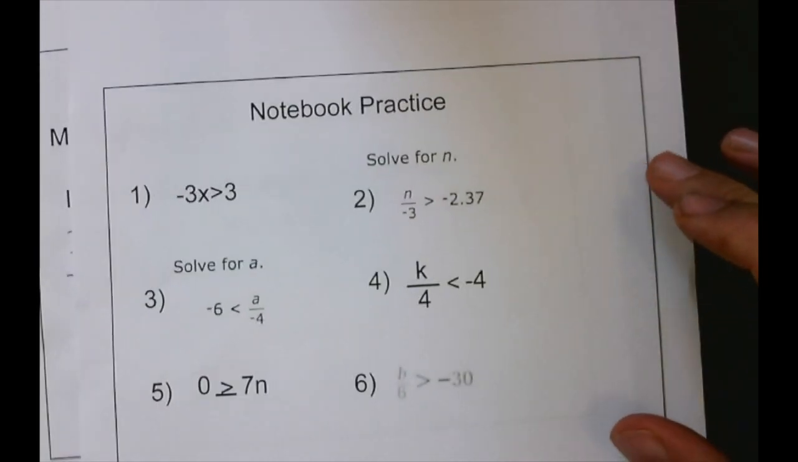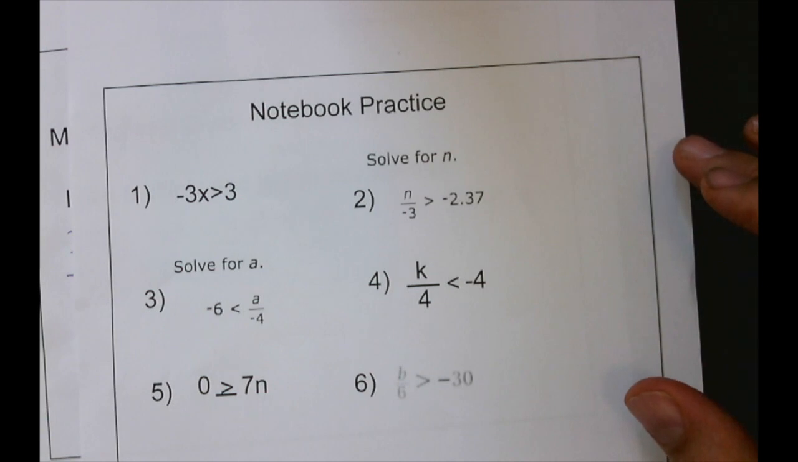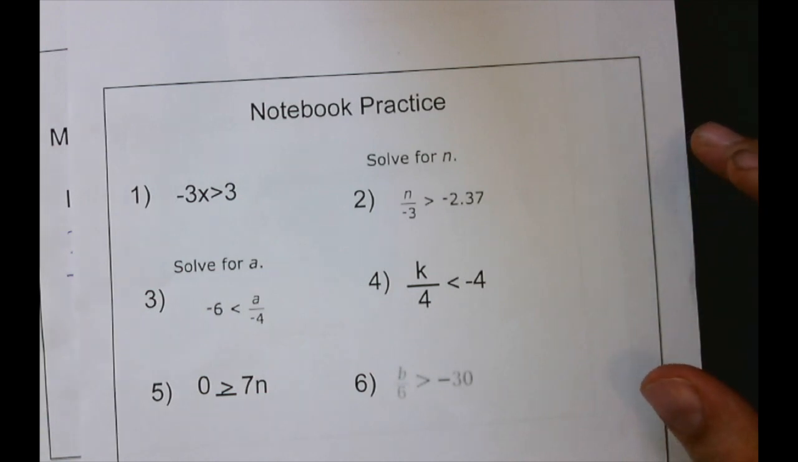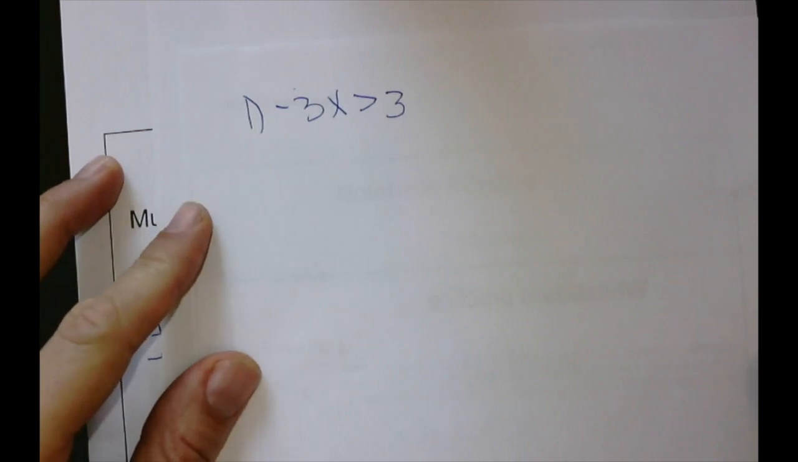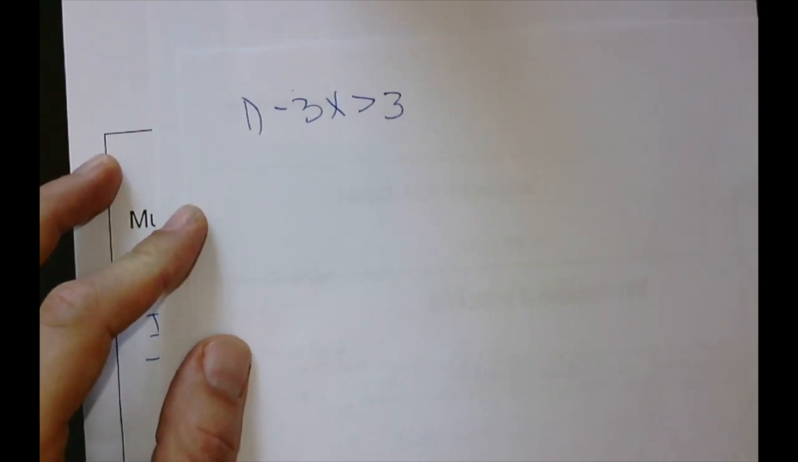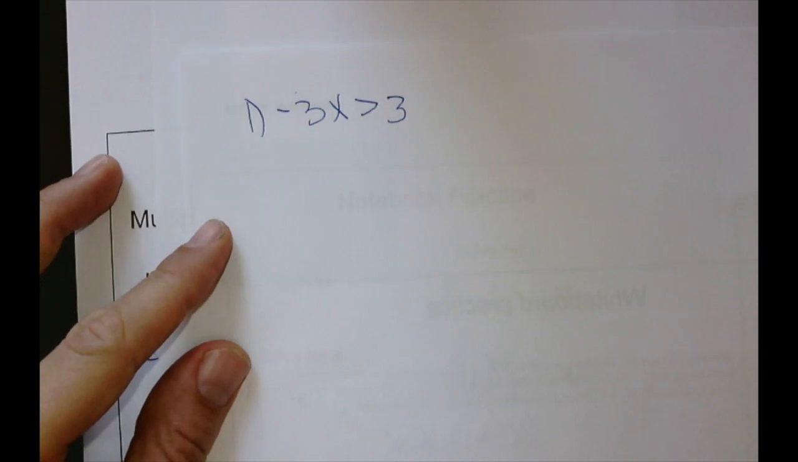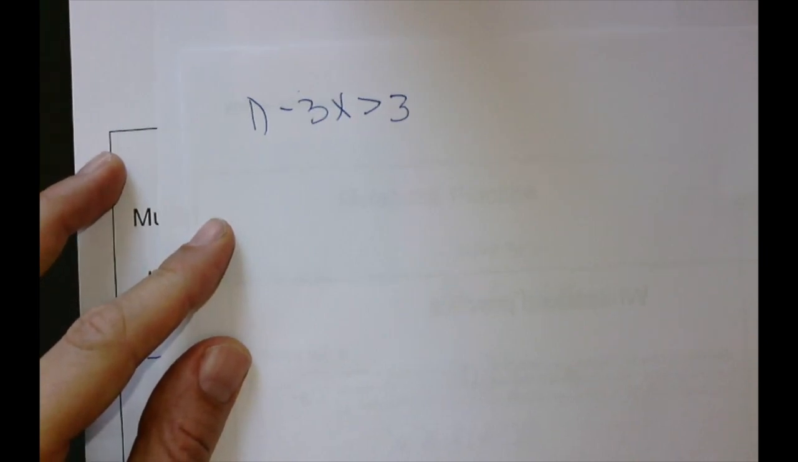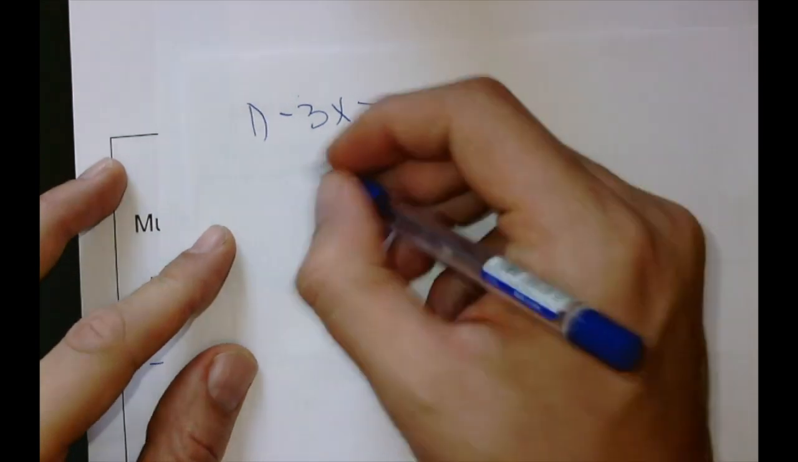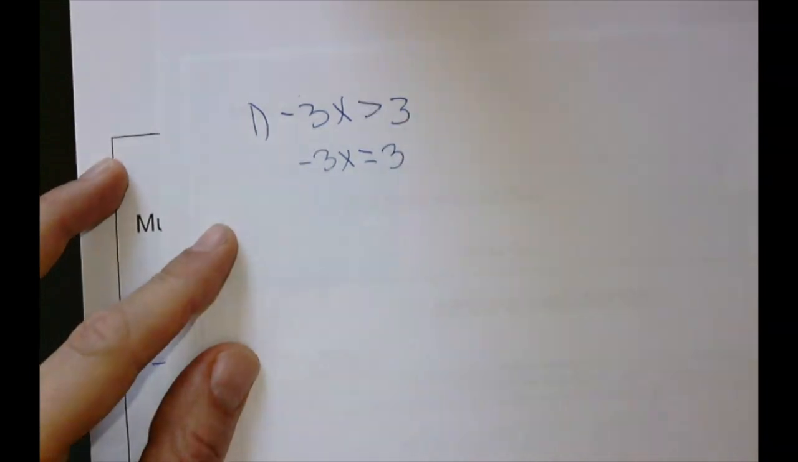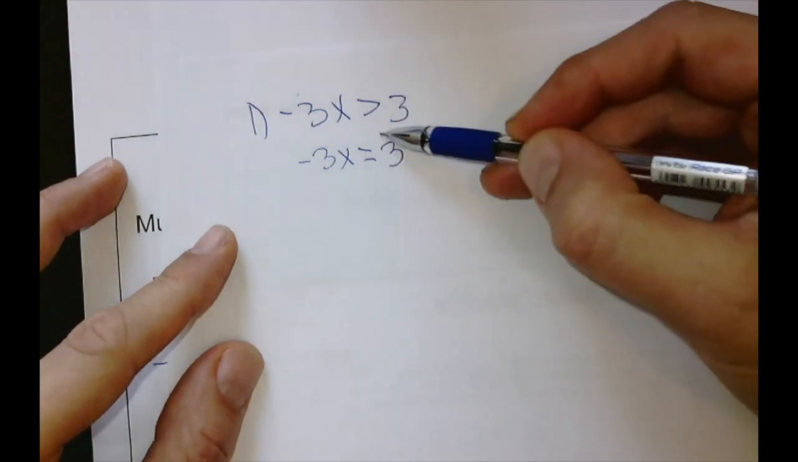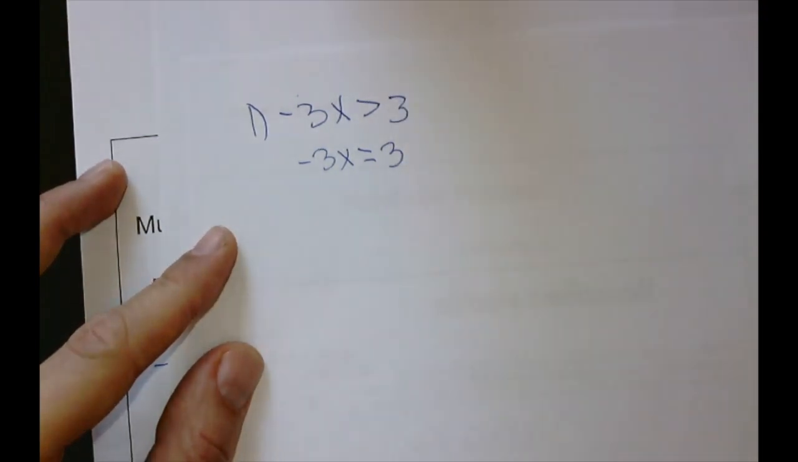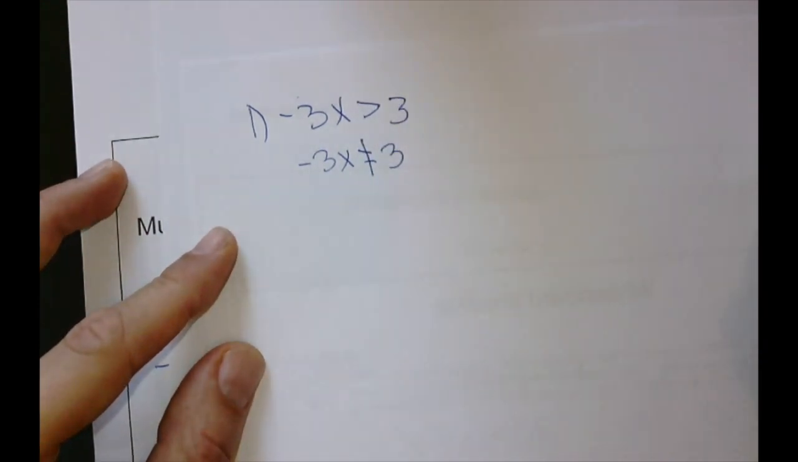Let's go ahead and do some notebook practice. We have negative 3x is greater than 3. If you remember from our previous lesson, we turned all of our inequality signs into equal signs because solving an inequality is very similar to solving an equation. So I'll begin by writing negative 3x is equal to 3. Now I'll solve this just like an equation. Of course, you don't have to change it to an equal sign, but this may help those students that need to see the equation. So we'll begin by drawing a line through our equal sign.